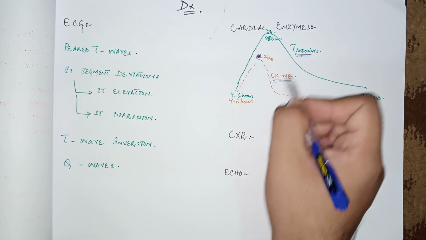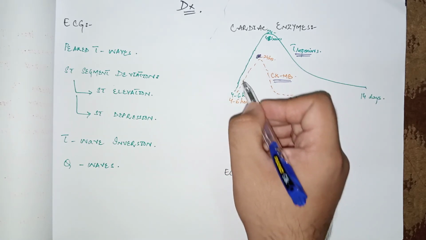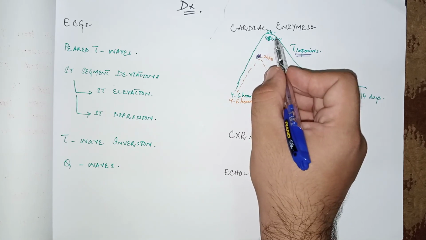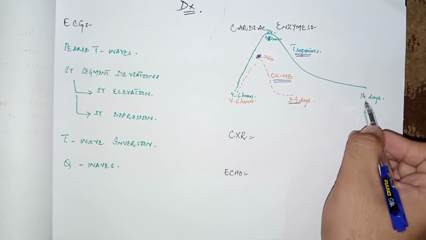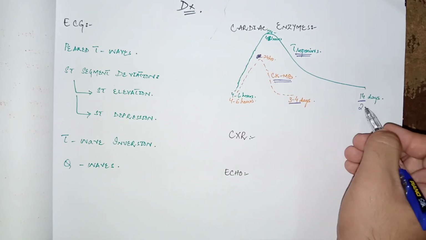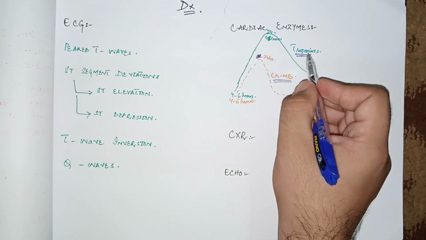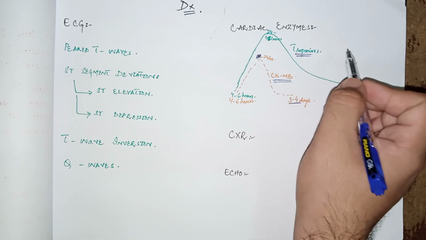And troponin levels initially start to be raised in 4 to 6 hours and then reach peak levels in 24 to 48 hours, and they remain elevated in the blood up to 14 days, that is 2 weeks. So these are much more sensitive and specific for checking acute coronary syndrome, simply the myocardial infarction.